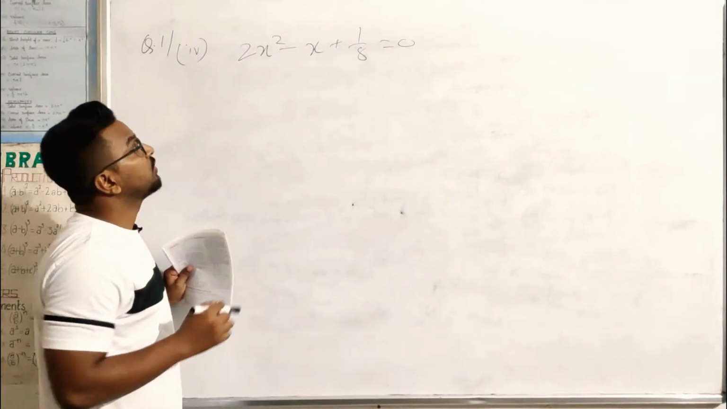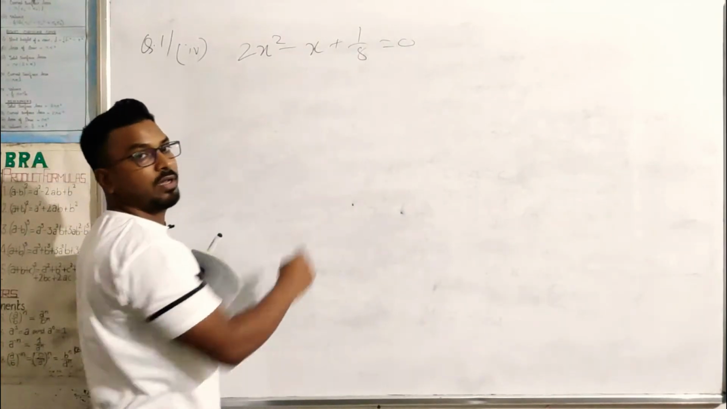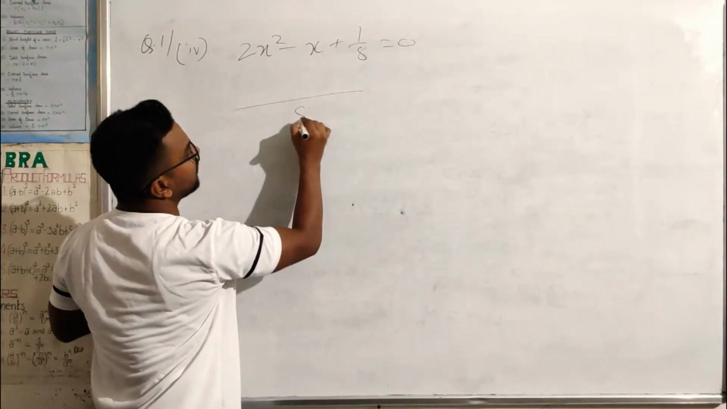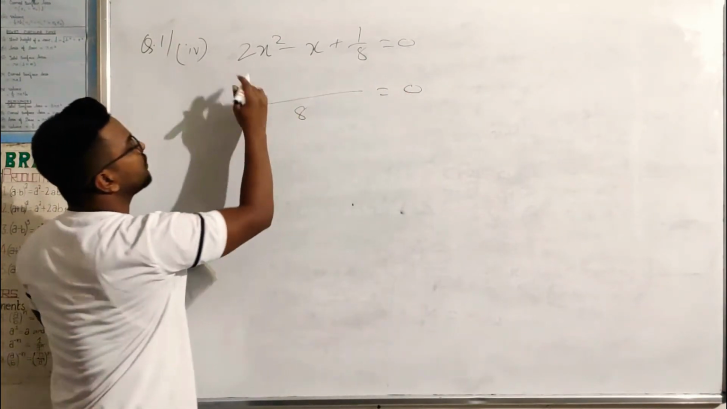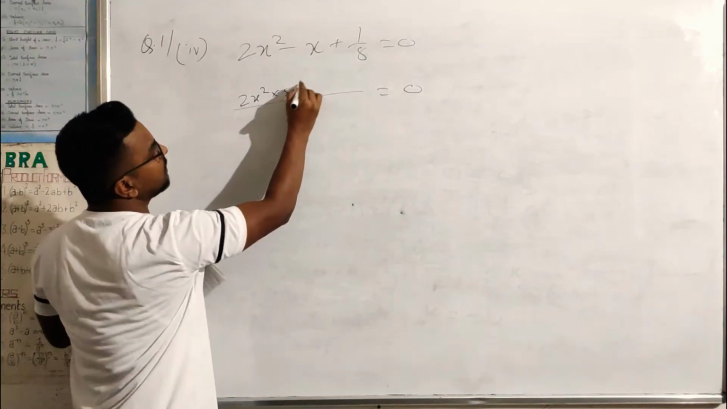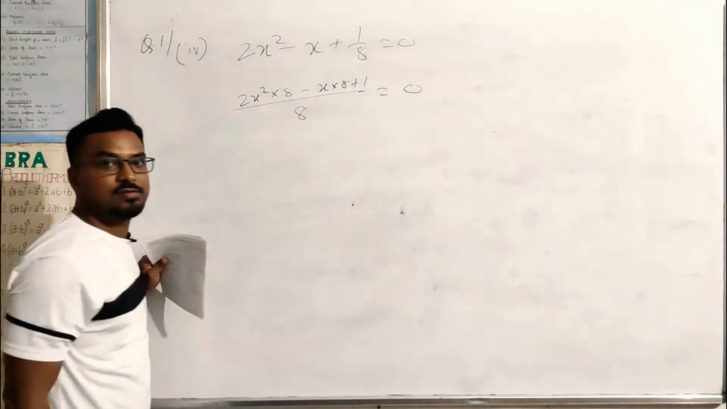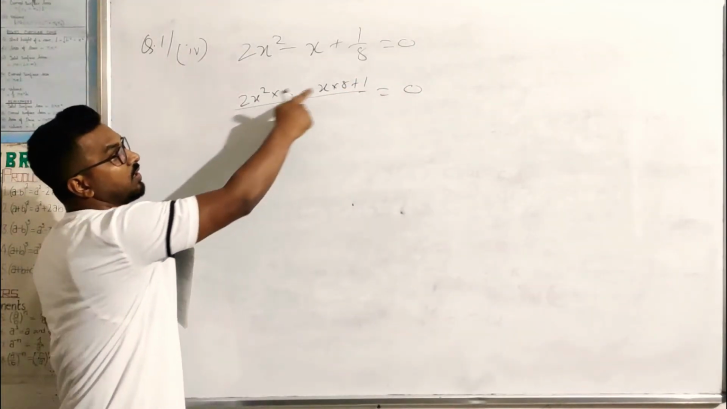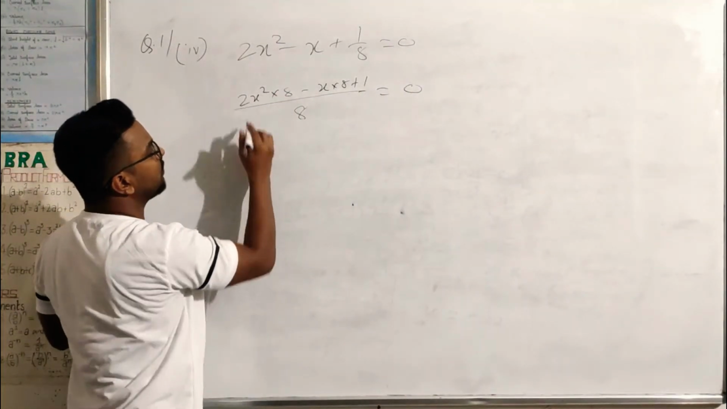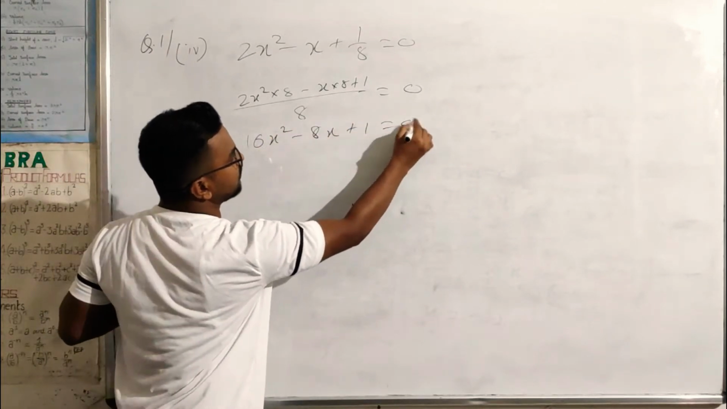Our next question is 2x square minus x plus 1 by 8 equals 0. This has a rational number, so we have to take the LCM first. If you take the LCM, you will get 8. It equals 0. So this becomes 2x square into 8, minus x into 8, plus 1, equals 0. If you take the LCM, you will get this. If you take the 8 to the other side, it will be 0, and this becomes 16x square minus 8x plus 1 equals 0.